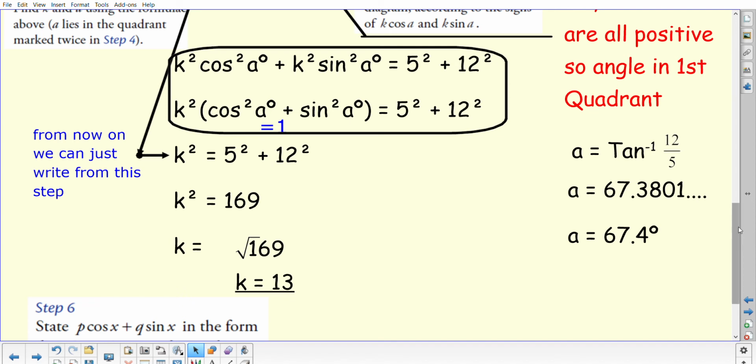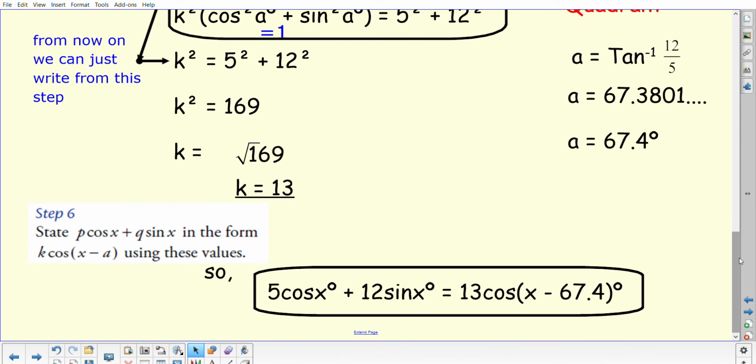So now that we've worked out k and a, at the bottom for step 6, you can then write down, there was our original wave, 5 cos x plus 12 sin x. If we add those two functions together, we get a new single trig expression, which we can write like this. 13 was our number at the front, our k value, and you've got cos(x minus 67.4). Any questions?